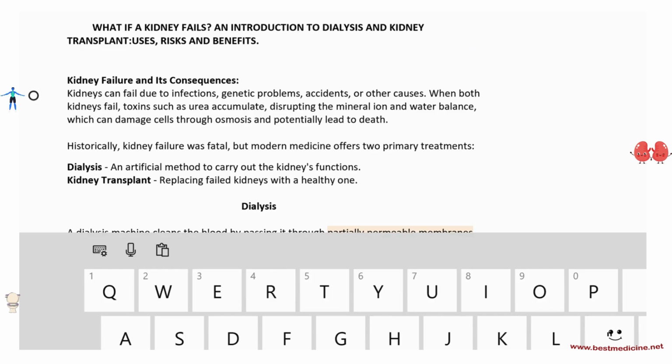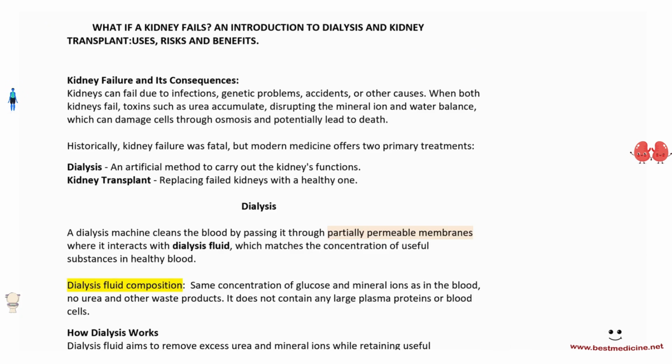What if a kidney fails? What happens to a person if a kidney fails? What can we do to help a person whose kidney is failing? So let's have a look at what can happen to a person if their kidneys start to fail and what can cause kidney failure. Number one, if a patient has kidney failure, their toxins are going to build up, right? Urea is going to build up, all the other toxins are going to build up in the blood.